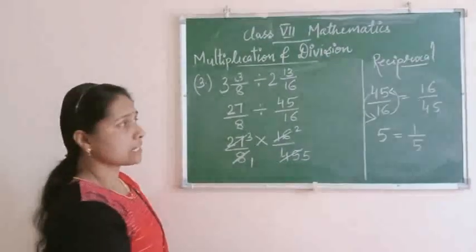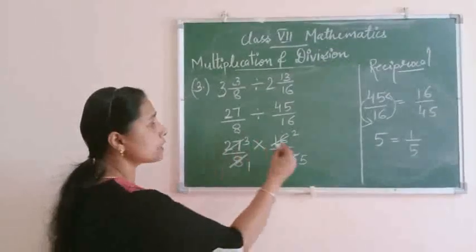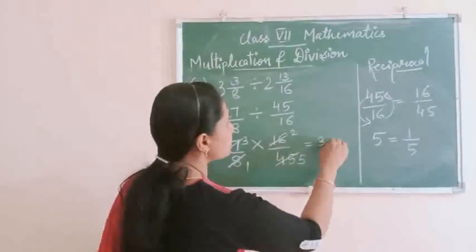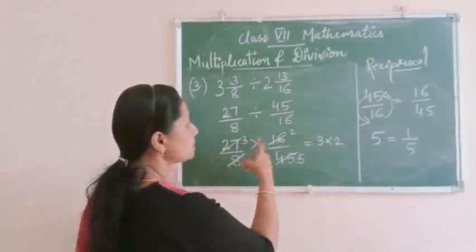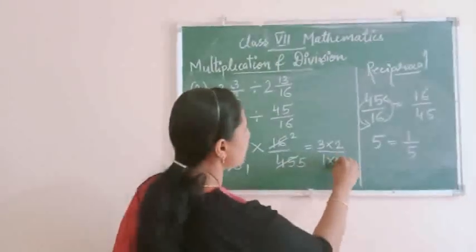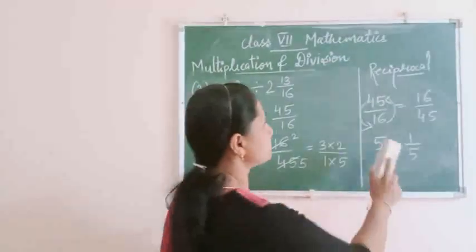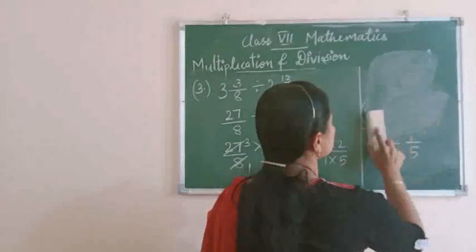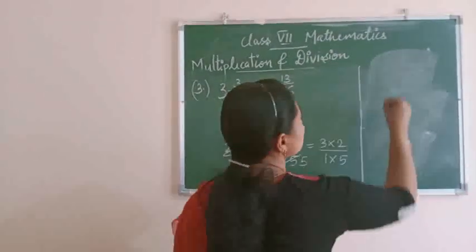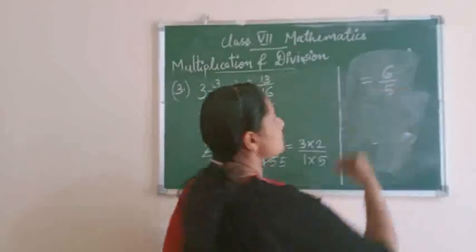After doing the cancellation, the remaining numbers, what is remaining, that you have to multiply together. In the numerator, 3 and 2 is remaining. So we are multiplying 3 into 2. In the denominator, 1 and 5 is remaining. So it will come 1 into 5. So now let's see the answer, how it will come. 3 into 2, 6. 1 into 5, 5. It is 6 upon 5.